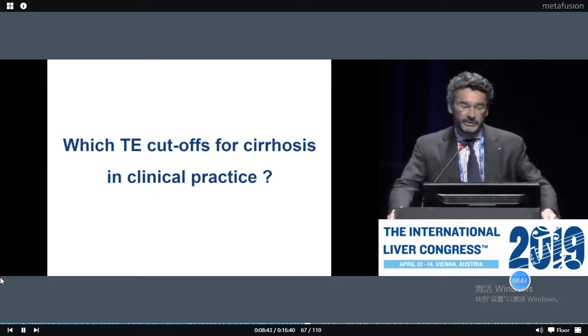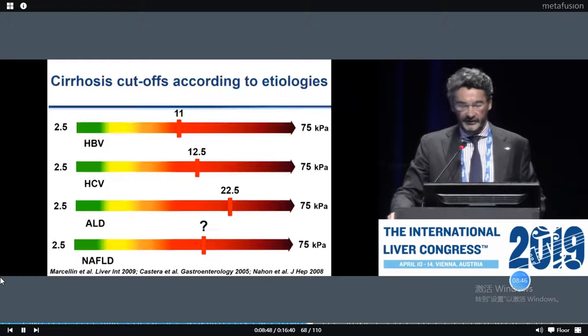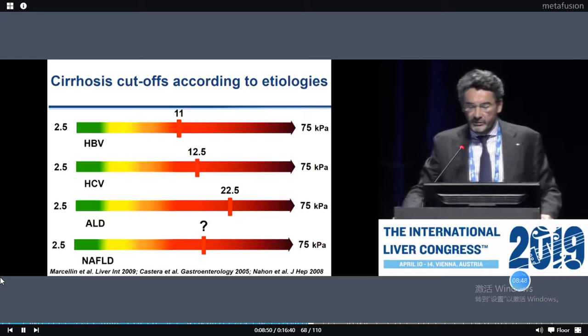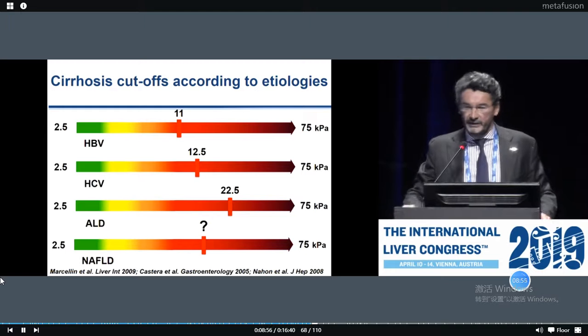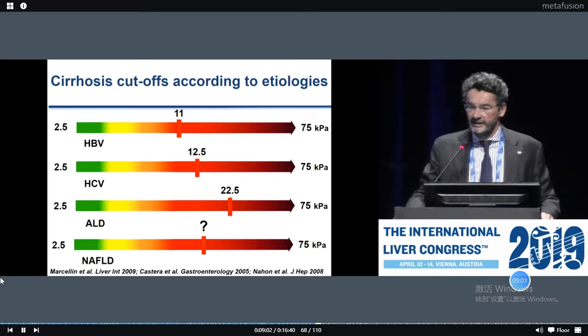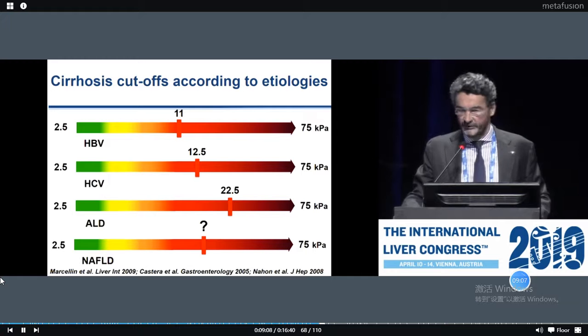Now, the issue in your practice is, which cutoffs are you going to use for cirrhosis? If you look at the literature, different cutoffs have been proposed according to different etiology. The way the cutoffs are chosen is based on the ROC curve and the Youden index, maximizing sensitivity and specificity. But let me remind you that they are usually based on a single monocentric cohort and fewer than 200 patients in each cohort.